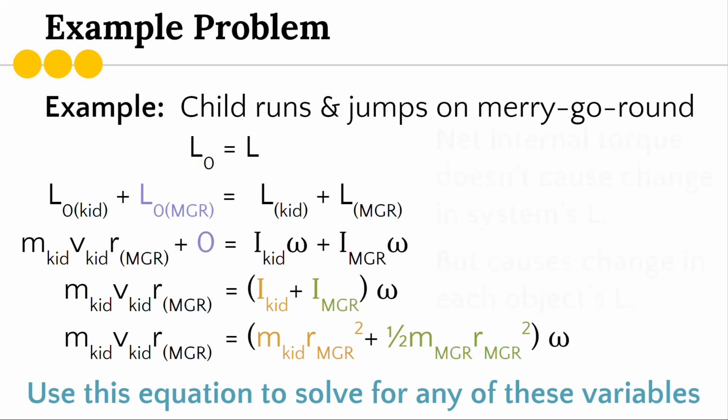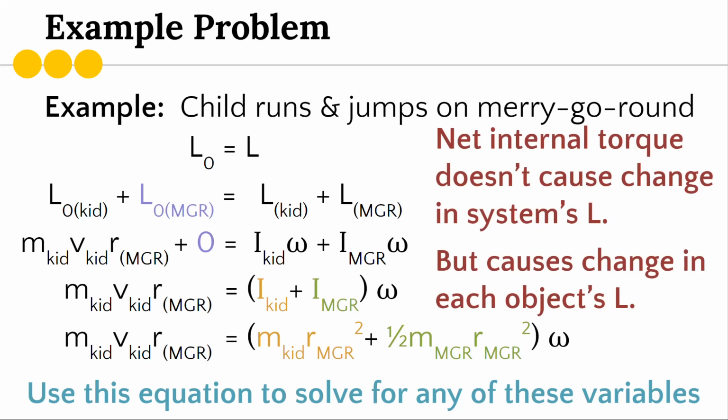So again, the net internal torque does not cause a change in that system's angular momentum. There was a torque whenever the child hit the merry-go-round and they collided. They applied torques on each other, but because it's internal to the system, we have conservation of angular momentum. But it would cause a change in each object's angular momentum, obviously, because the merry-go-round was at rest and now it's not. The child was moving linearly, and now he's not. You can figure out what the change for each is if you wanted to, depending on what you're being asked to solve for.